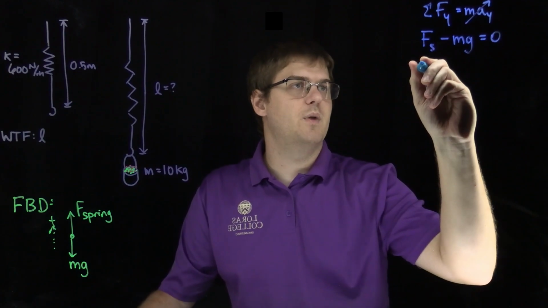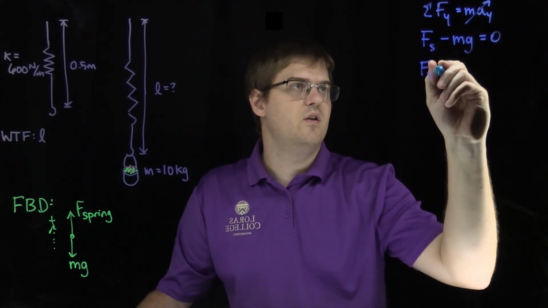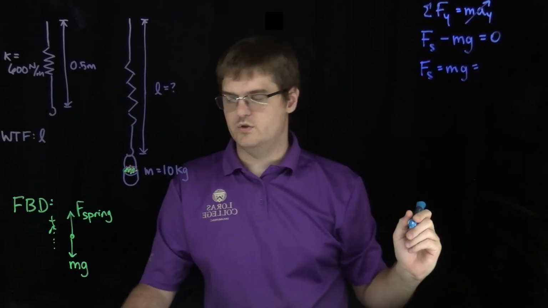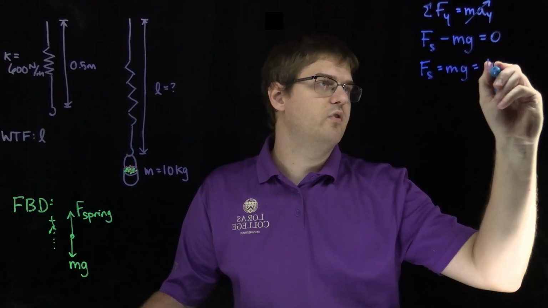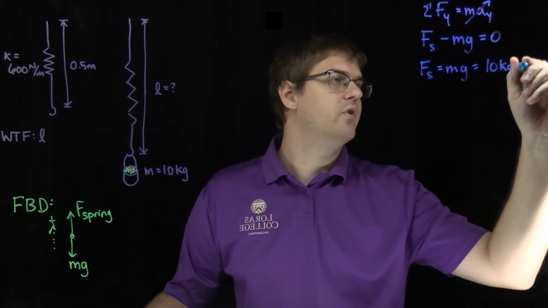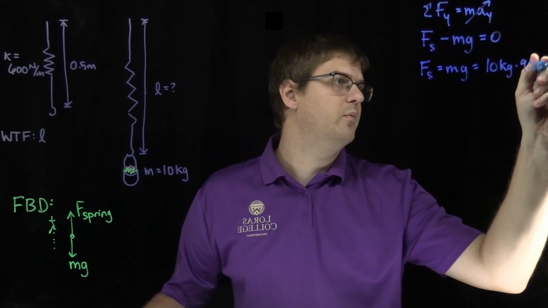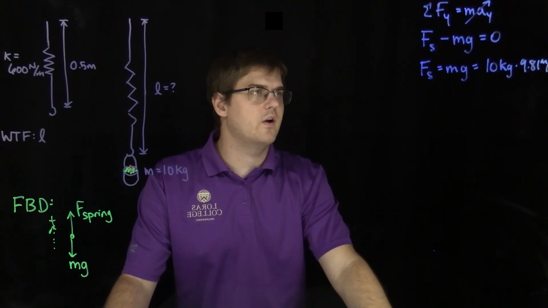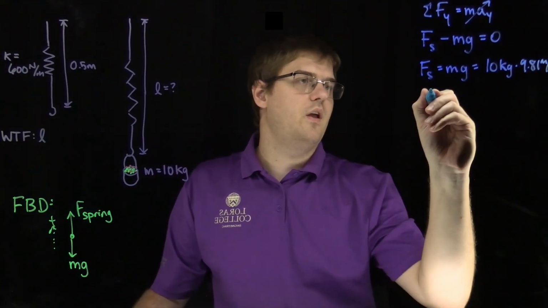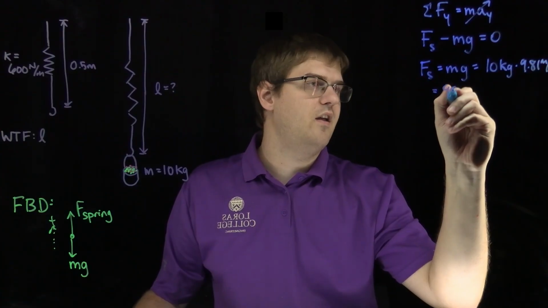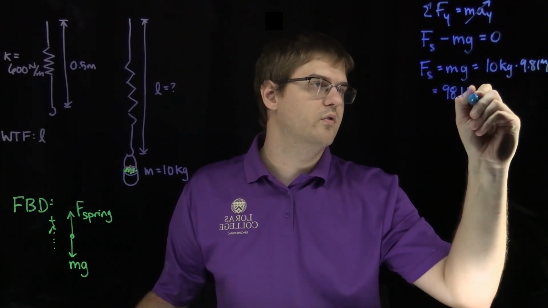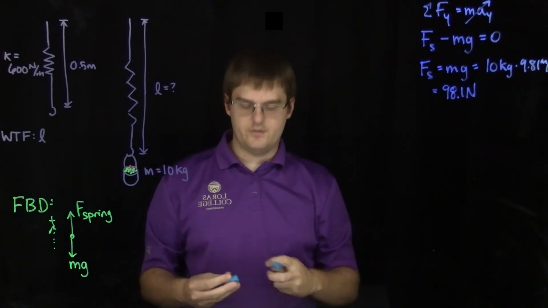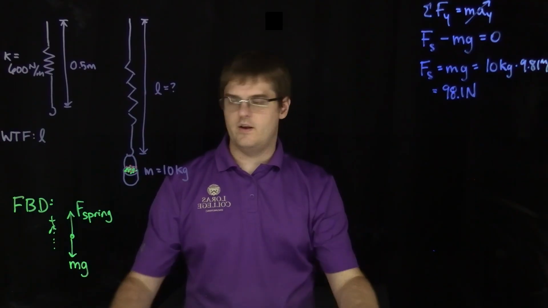So my force of my spring is going to be equal to my mass times gravity, which is going to be equal to 10 kilograms times 9.81 meters per second squared. That is off the board. You'll have to trust that I wrote seconds squared there. That gives me a total force of 98.1 newtons. Okay, that is as far as we can currently get without any of our new content.